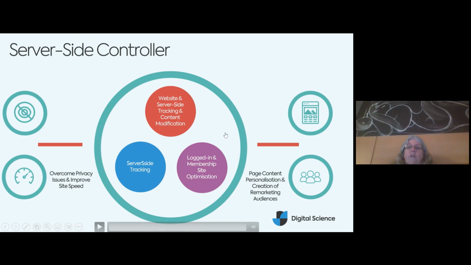The other thing you can do is if you've got a membership site or somewhere where somebody has to log in, as soon as they log in, the server knows who that person is and has got a lot of information about their behavior and what they buy and what they're interested in. So the other thing that you can do using server-side controller is you can actually optimize or personalize the content of the page based on that individual. Now, as they start to go around the website and they look at different things, you can also dynamically change the remarketing audiences that you've created to reflect their new behavior.